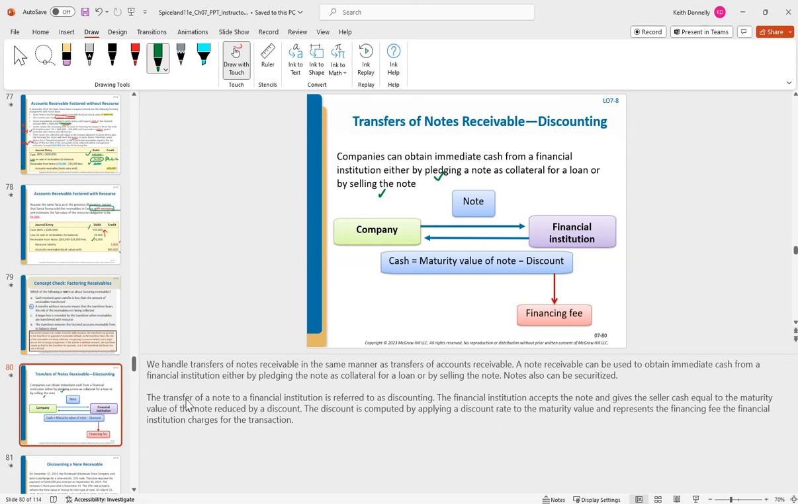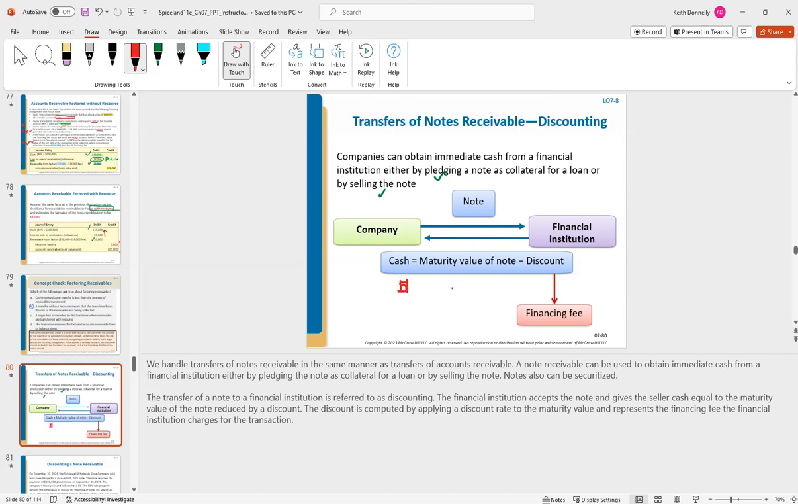One of the things here: the transfer of a note to a financial institution. So here's us, we transfer it to a financial institution. That term is going to be called discounting. Essentially, the financial institution accepts the note and gives the seller cash. So here we go, we're going to give you some cash for it.